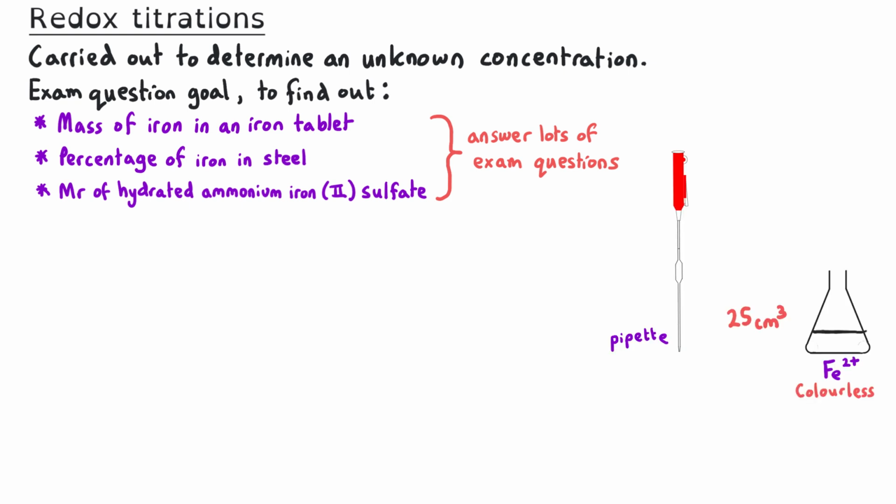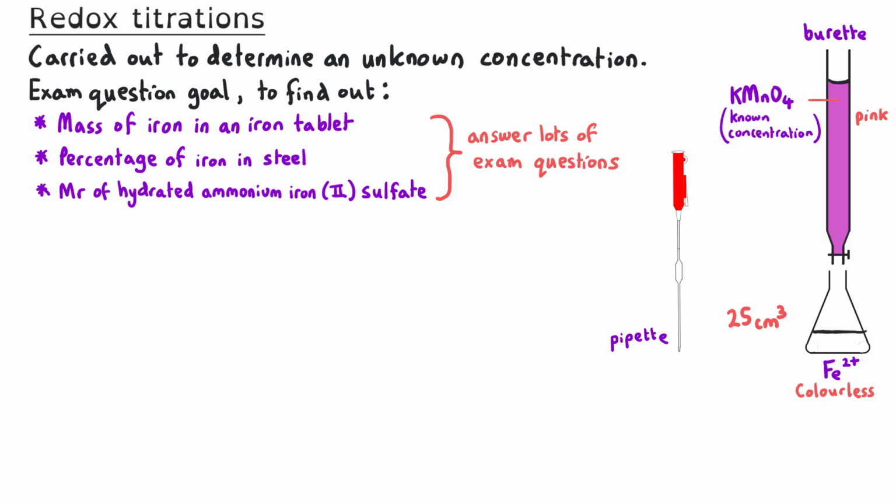To carry out this titration, you would first transfer 25 cm³ of an iron 2+ solution into a conical flask using a pipette. And then into the burette you would place the pink potassium manganate 7 solution. This chemical is oxidizing and harmful, and so whilst filling up this burette, you would make sure that you fill it up below eye level to prevent any solution splashing into your eyes or face.